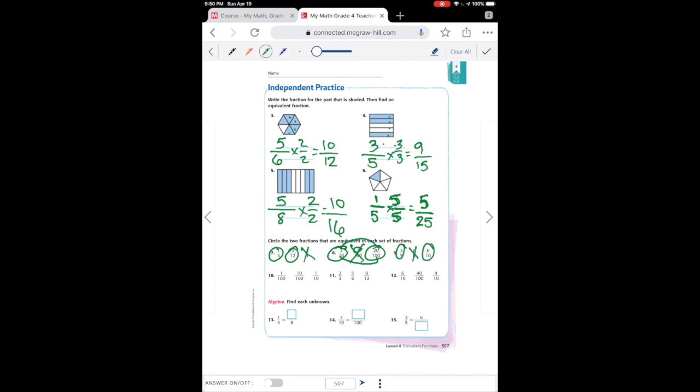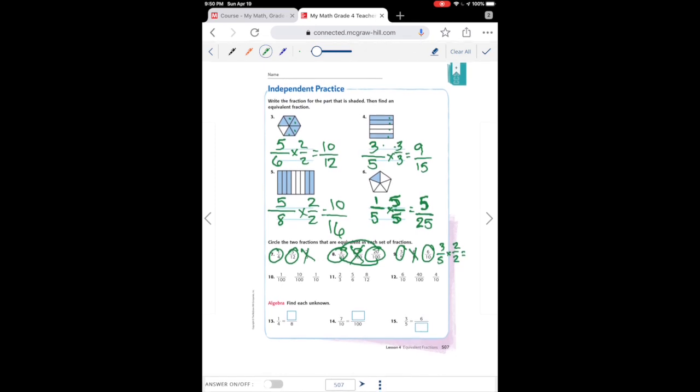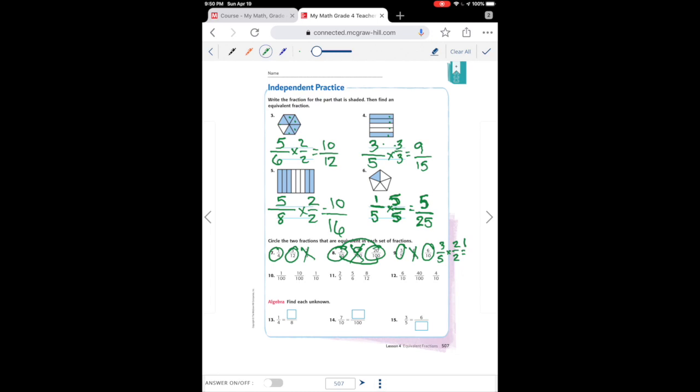And just to make sure I'm right, I'm going to do a multiplication problem to check it. Okay, so I have 3/5 and I need to get it to say 6/10. Well, I know that to get 6, I have to multiply 3 by 2. 3 times 2 is 6. I'll write it down here. And 5 times 2 is 10. So they are equivalent. That's just me checking my work.